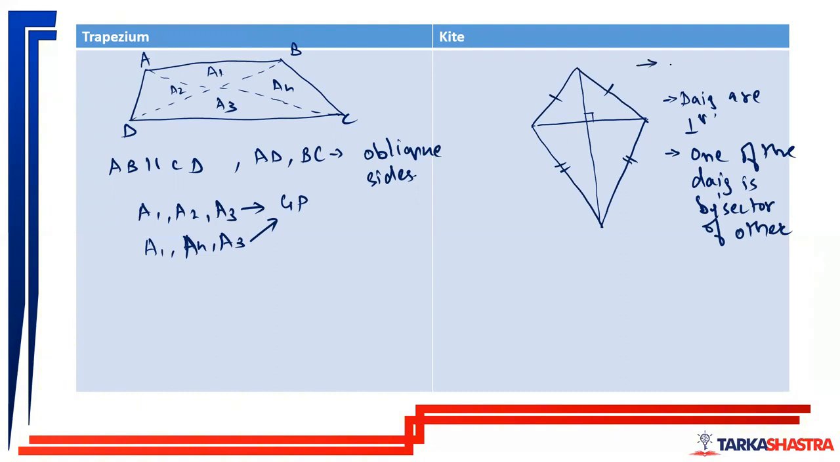And what else? Two adjacent sides are equal. One of the diagonals is the bisector of the other, meaning this one and this one will be equal, while this and this will not be equal. So let us say A, B, C, D. AC is perpendicular to BD, and AC is also bisecting BD, but BD is not bisecting AC. Understand this. This is the property of a kite.